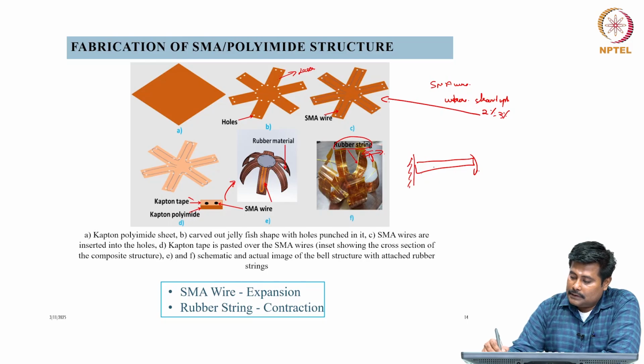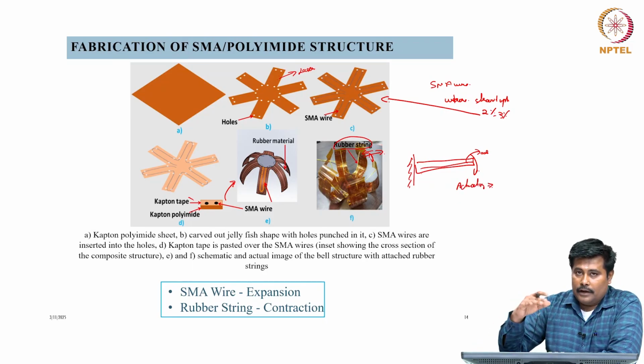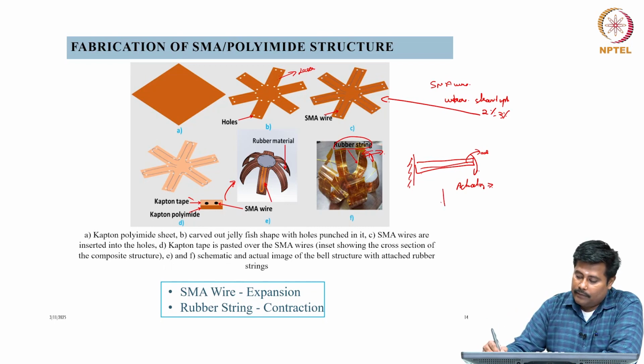Let us consider there is a cantilever structure which is available over here, and then there is an SMA integrated with a wire. So what happens is, by actuating it, we can have a continuous actuation. In fact, we can have control over the frequency.